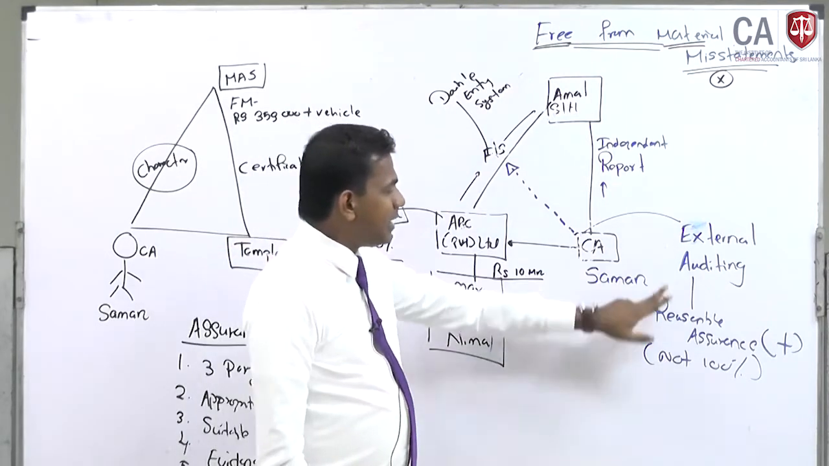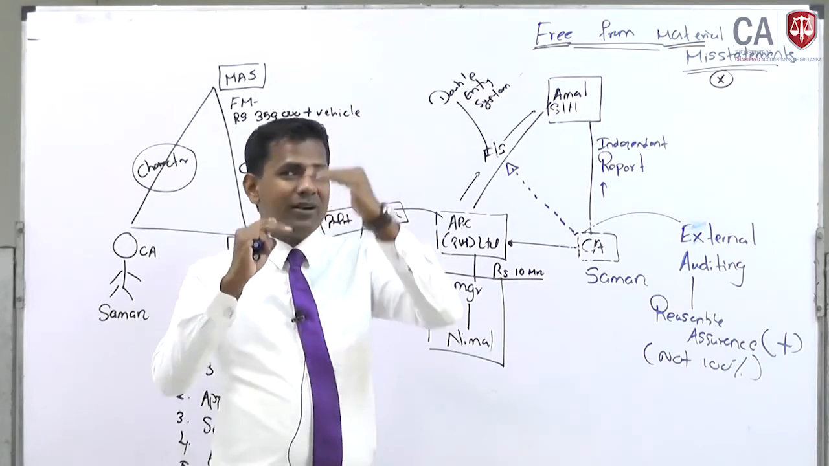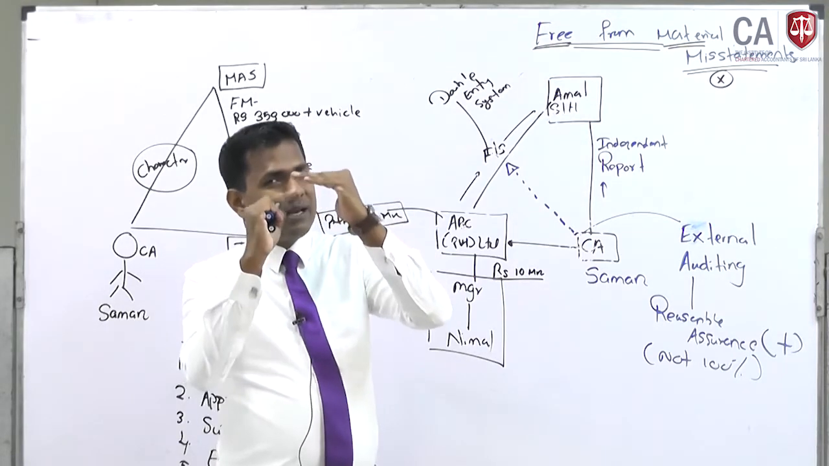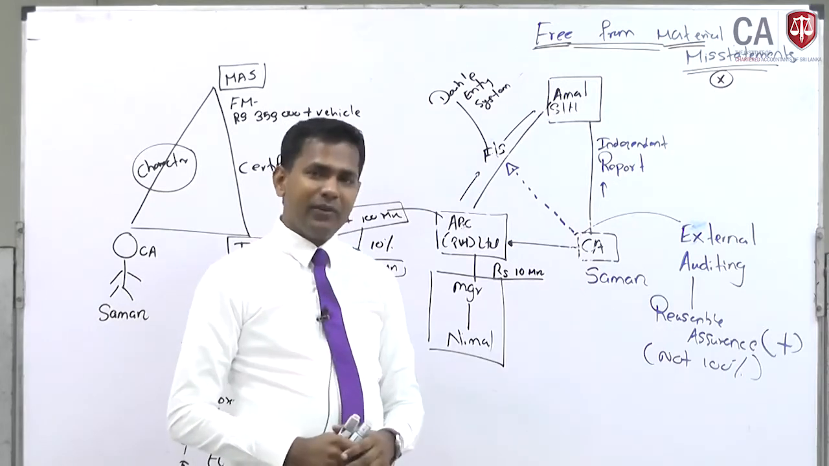In this external auditing, basically we give a reasonable assurance. That means not 100% but not low. It's a reasonable level of assurance. Basically that is what we are going to do.